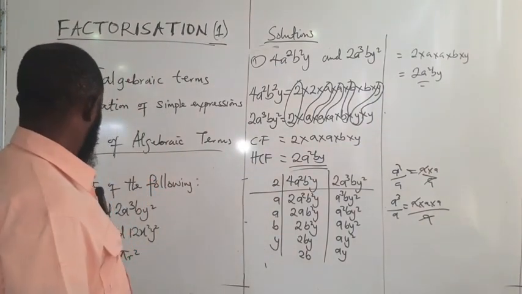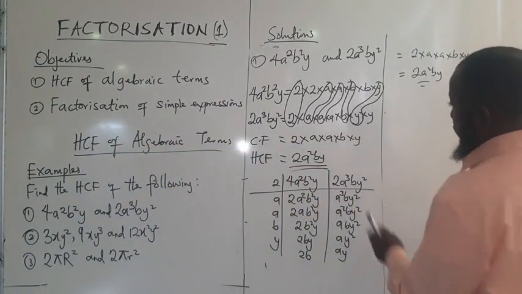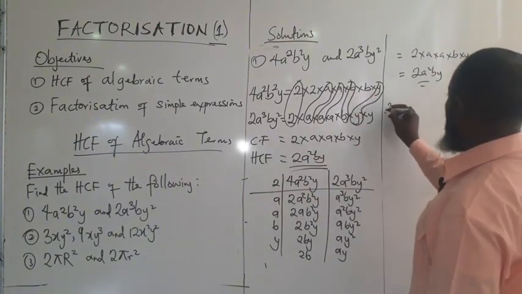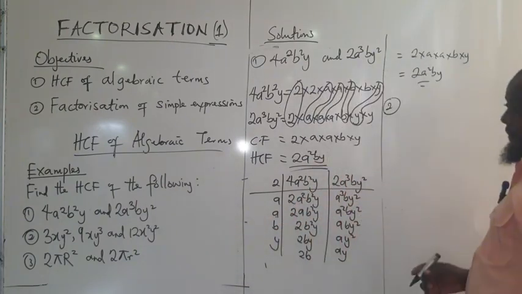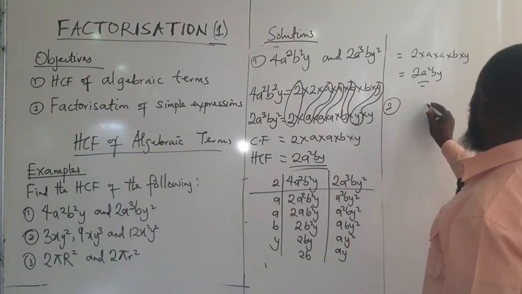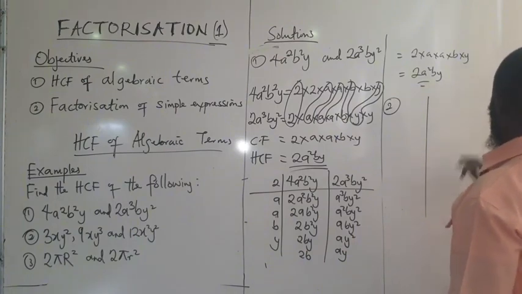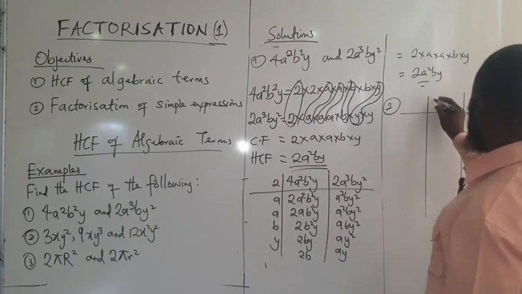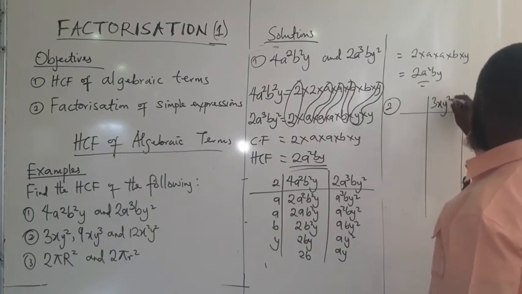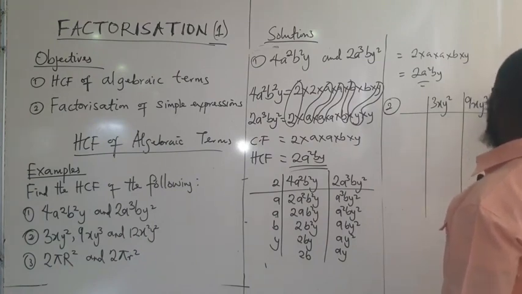So from here now we can go to example number 2, and that one we can use any of the two methods to solve it. So I will use the second method to solve this, and I'll use the first method to solve this. Is that clear? So we have 3, so that's going to have 3 columns. So the first is 3x y squared, 9x y cubed. Here we have 12x squared y squared.